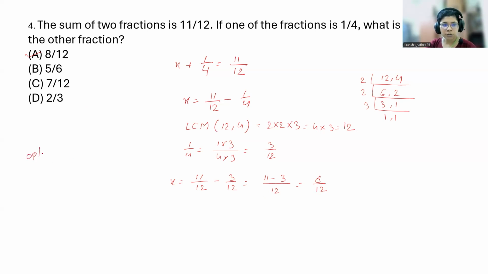So option A is correct. But here, if you observe closely, two options are correct. Because you know that 8 and 12, both you can divide by 2, so it becomes 4 by 6. Again, 4 and 6 can be divided by 2, so it becomes 2 by 3. So 2 by 3 is also sitting over here. So 8 by 12 and 2 by 3 both are correct options.